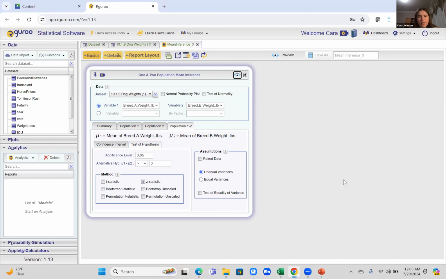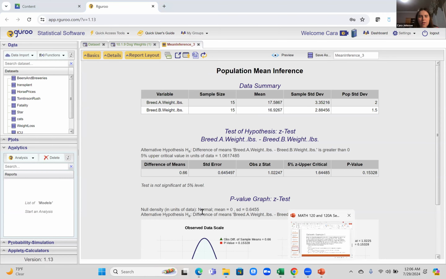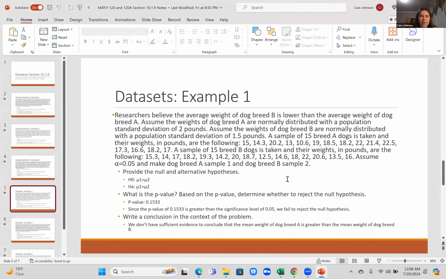Hit the eyeball. I get a p-value of 0.153. And remember, this is the test statistic if you ever ask for that. If you ever want to save one of these, you can also put a title here and hit Save As. So that p-value is higher than my significance level of 0.05. So that means I'm going to be failing to reject the null.